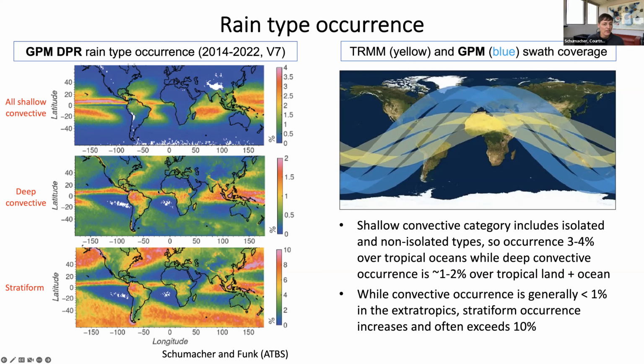Again, you see something very similar to what we see from TRMM in the tropics, but then we do get occurrences, less than 1%, in the extratropics. Stratiform rain makes the biggest change into the extratropics. So we have our typical tropical pattern, but then we get much more stratiform occurrence at the higher latitudes. And again, we're going to be going over these different rain types and their locations throughout the talk. So I'm just going to keep on going.